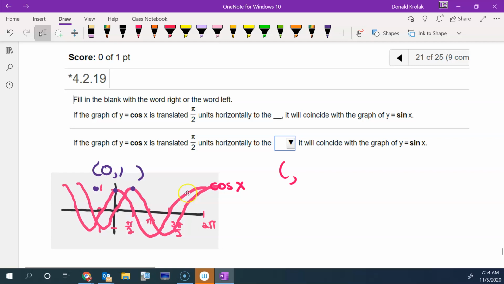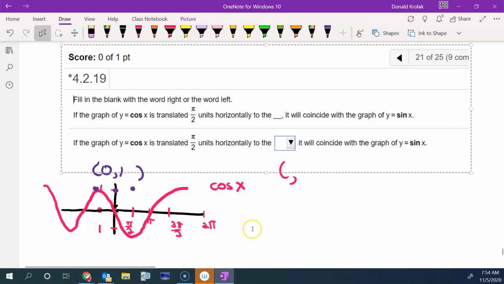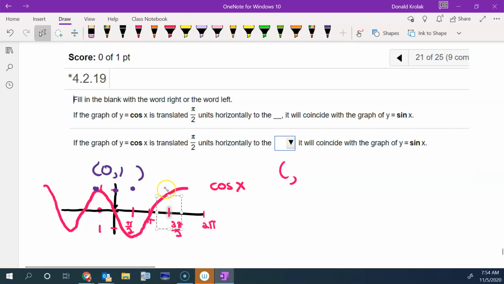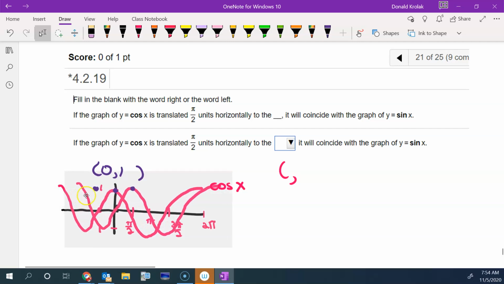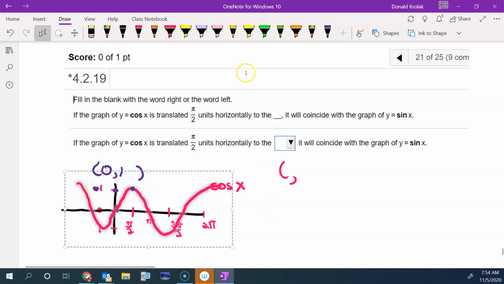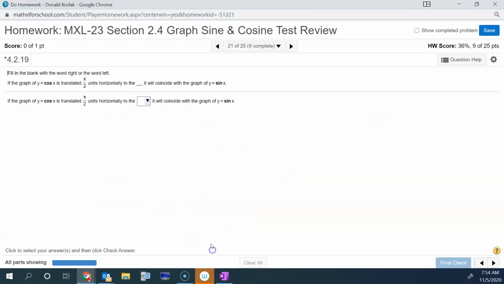Okay, if I go back, it's cosine. Now I'm going to slide it to the left pi over 2. Now it's a negative sine graph. So in order to turn a cosine into sine, you have to slide it pi over 2 to the right. And now it's a sine graph. So to the right.